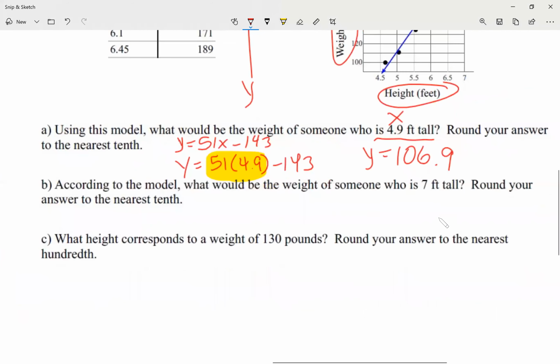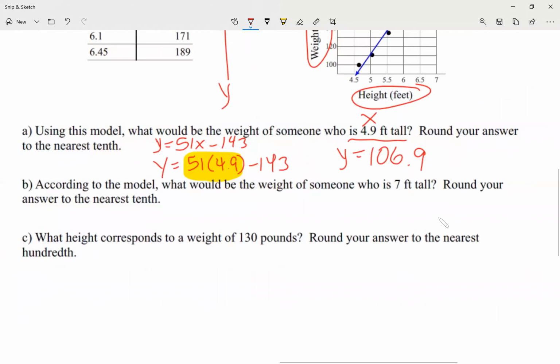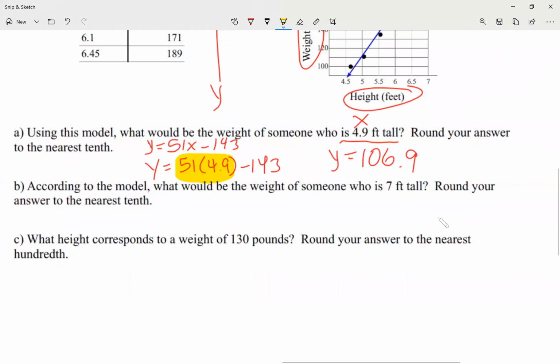Now, when I read the instructions here, it says round your answer to the nearest tenth. Okay, th means basically my answer will be decimals. Now, tenth, think of the number 10. How many zeros are there? 1, right? 10 has a 1 0. So when I say tenth, I mean 1 decimal place.